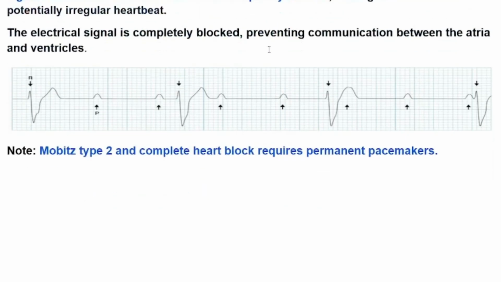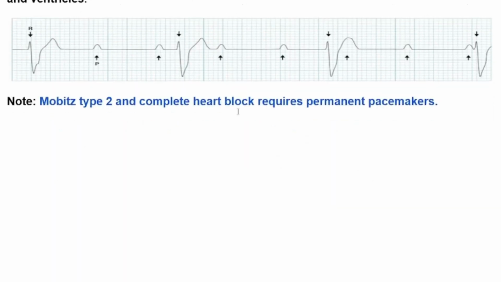As we can see here, here we have QRS complexes, and here we have P wave, QRS complexes, P wave, QRS complexes. The atria are working separately from the ventricles, and there is no connection, the electrical signal is completely blocked, preventing communication between the atria and the ventricles. The ventricles are working separately from the atria, and this is the characteristic for third degree or complete heart block.